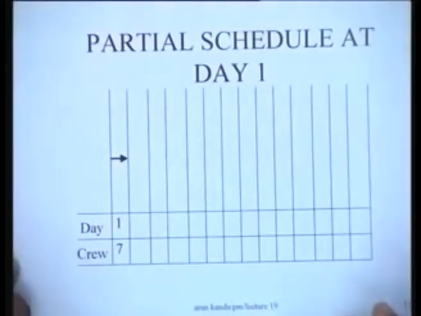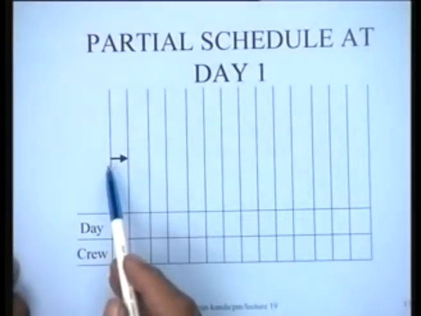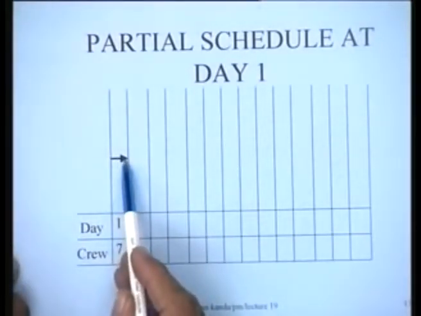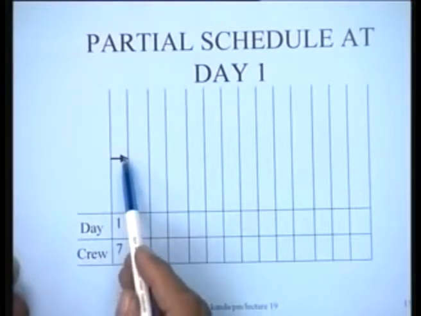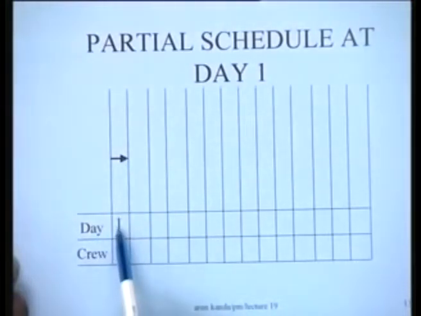On the first day we will now build up the schedule day by day. On the first day we take a decision that we schedule this particular job 7, and once we schedule this job on this day, the total crew that we have used up is 7, and that's what it is. And after this we move to day 2.